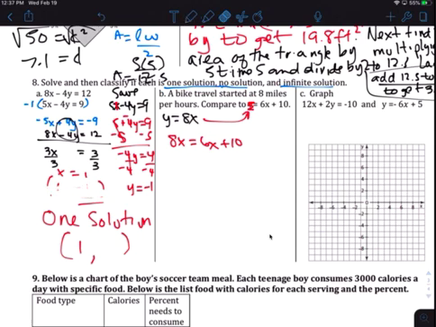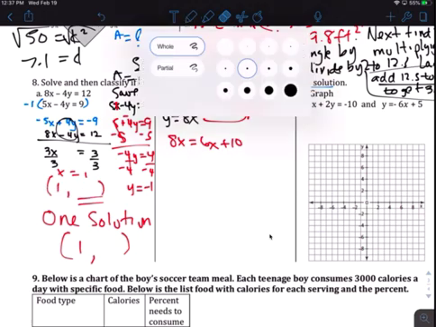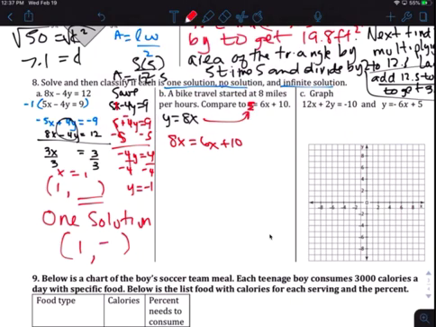Or just the word solution means one solution, okay? Why won't it erase? Anyways, one solution, or the word solution itself.